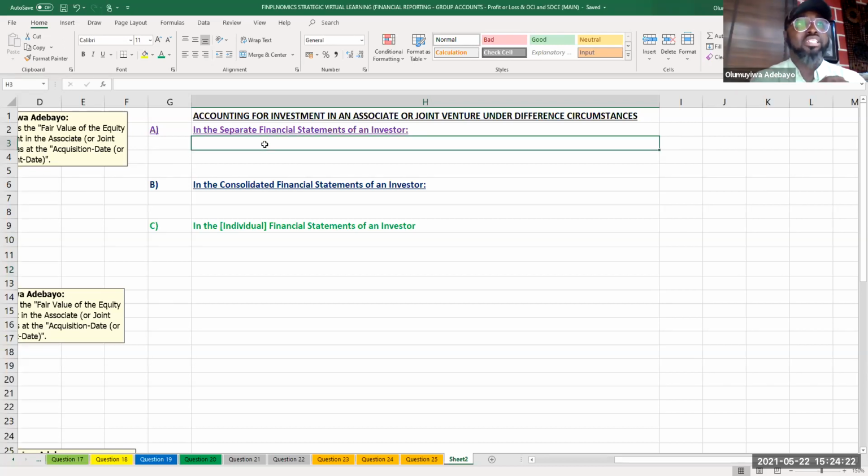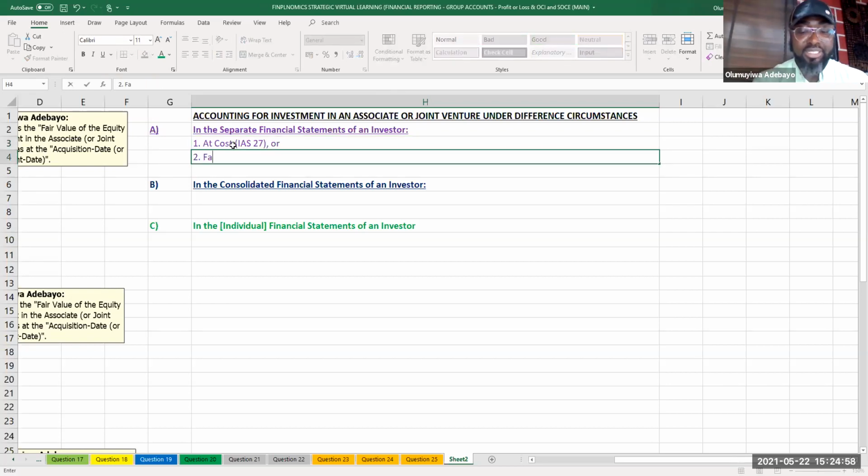27 or at fair value in line with IFRS 9. What I'm trying to explain here is this. If you are a parent entity who also serves as an investor in an associate or joint venture, in your own separate financial statements, not in the consolidated, you have the option of accounting for it at cost. And this is based on the exception as detailed under IAS 27. Or you account for it at fair value, which is in line with IFRS 9.